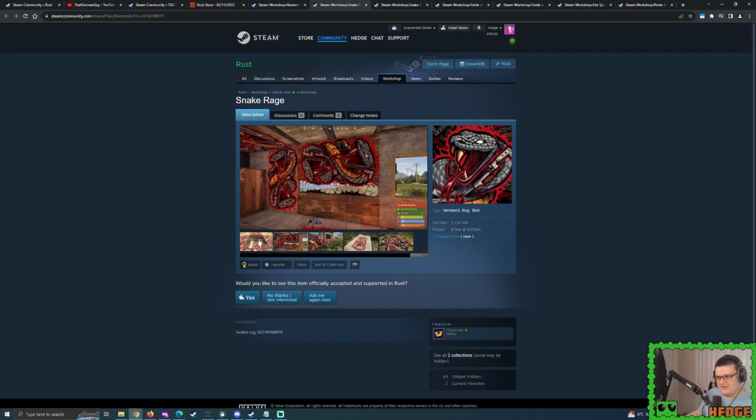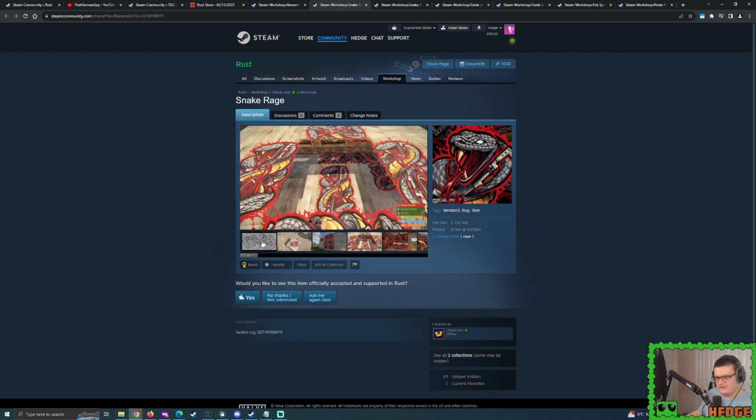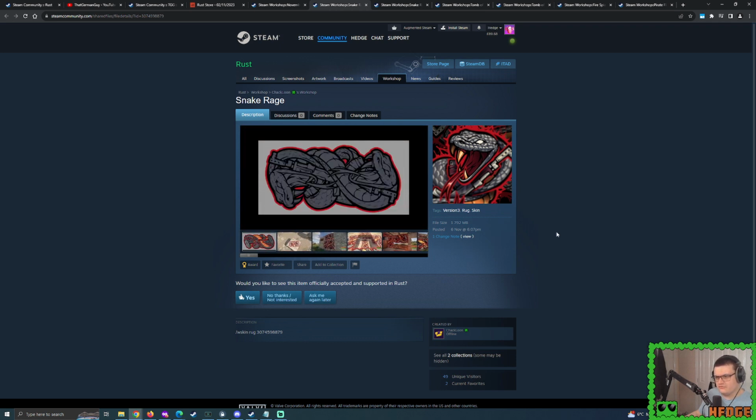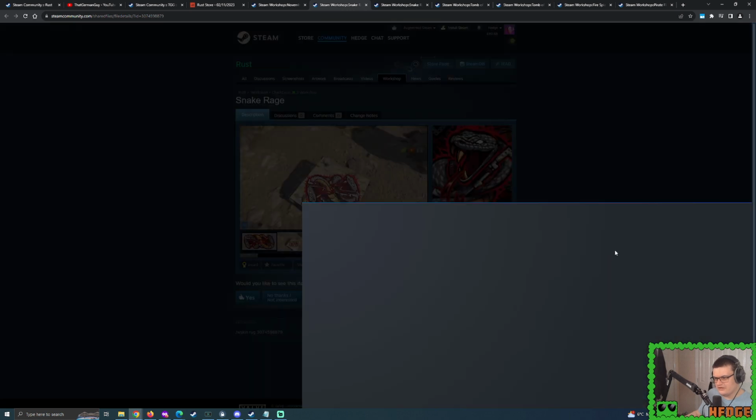Right, what's this? This is a bit wild. This is a bit crazy. Chak Loon has produced the Snake Rage Rug. Get a good look at that. Very cool looking graffiti design there. You can see how it all slowly built itself up. Well, here's the final design. Get a good look at that.